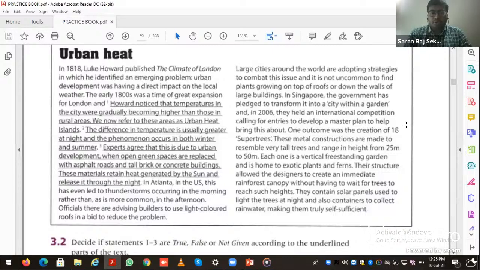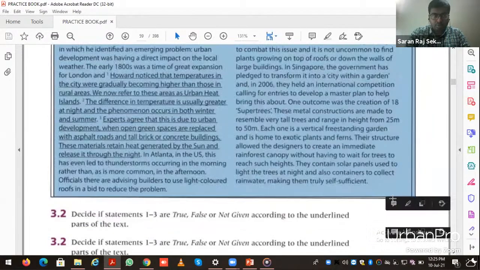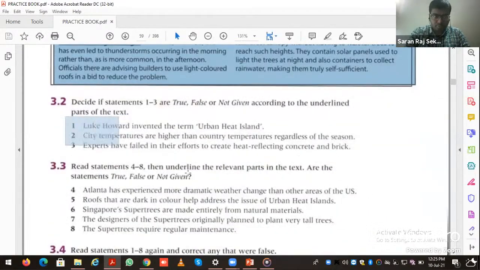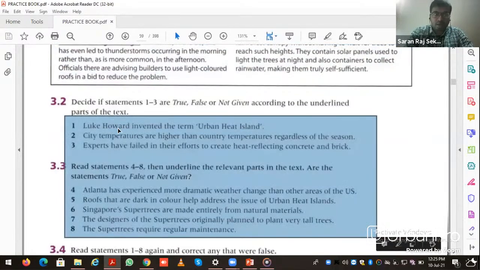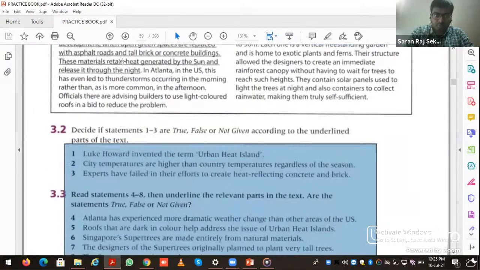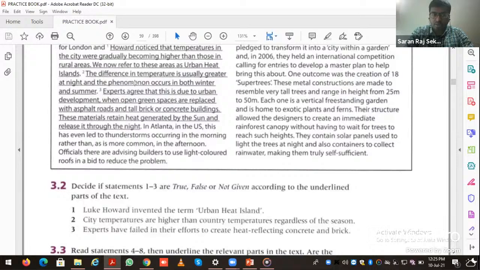For true, false, not given questions, they'll give you a passage. This is an example passage, and they'll give you a list of questions. You have to match them. For example, if the statement agrees with the information in the passage, then it is true. If it contradicts the passage, then it is false. And if the information given in the question is not available in the passage, then it is not given.